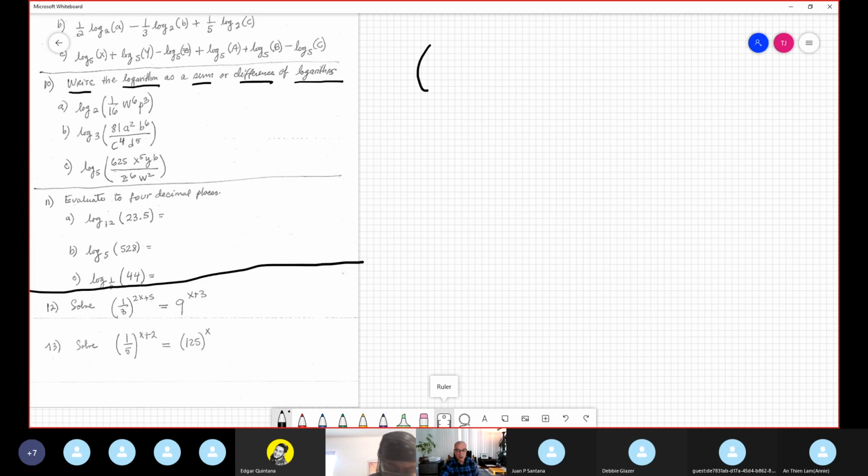12 is (1/3) raised to the 2x plus 5 equals 9 raised to the x plus 3. This is the exponential equation. Remember, there are two kinds of exponential equation.